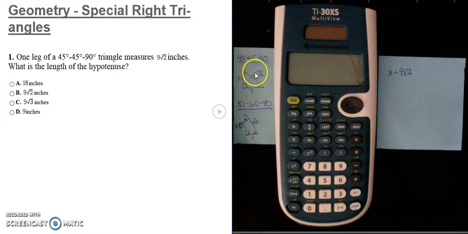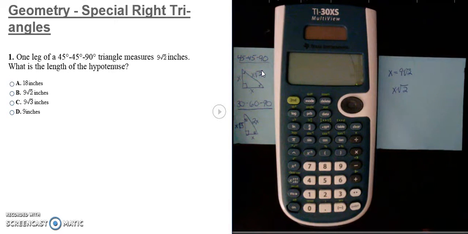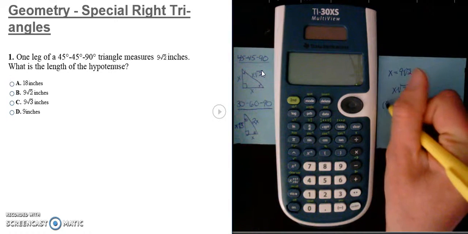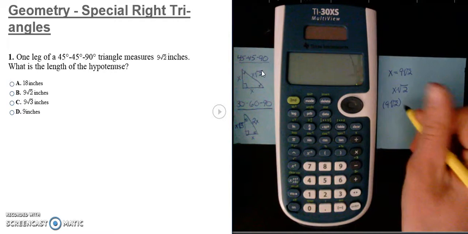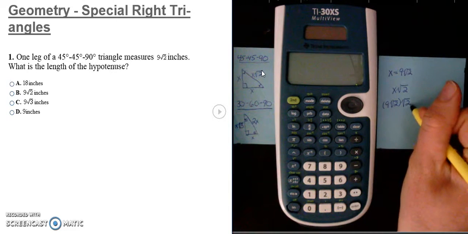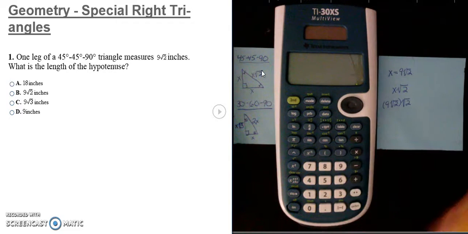So that means to find the hypotenuse, I know that's x times the square root of 2. But now I know that x is 9 square roots of 2. So I'm going to take 9 square roots of 2 times the square root of 2. And instead of knowing how to multiply that out, I can use the calculator to help me.